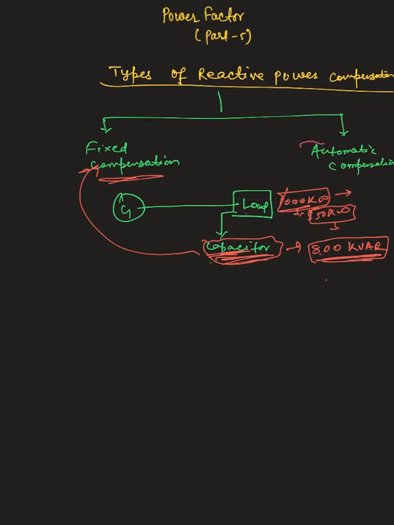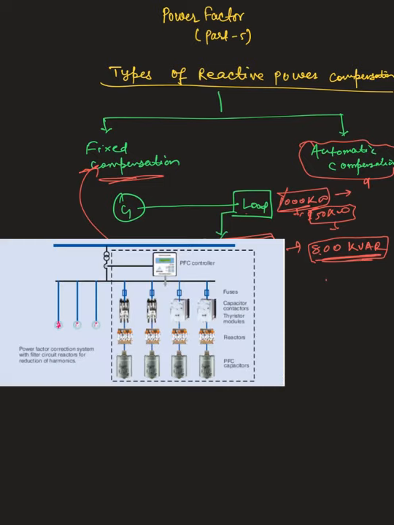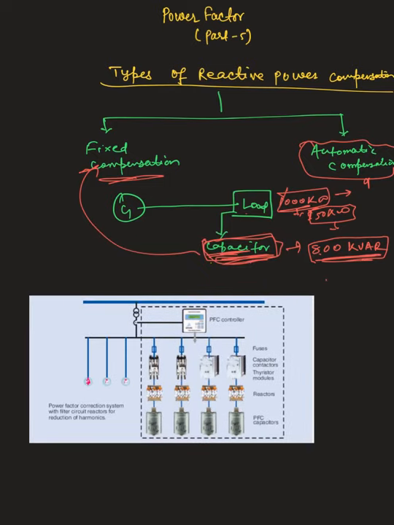Now in the industry, majorly we are using automatic compensation. What an automatic compensation is, here also there will be a capacitor, but it will be a smart capacitor bank, which means that it automatically senses the reactive power requirement of your load, and accordingly it switches on the required amount of kVAR. So we'll see the single line diagram of an APFC panel, or automatic power factor control panel. This is a single line diagram of an APFC panel.